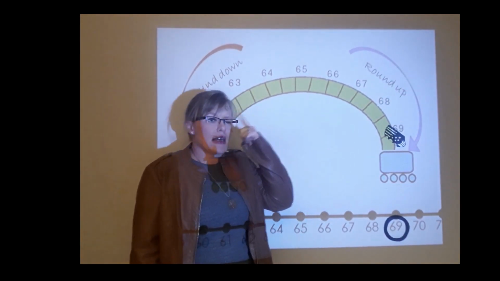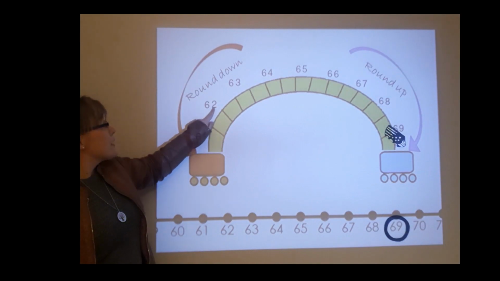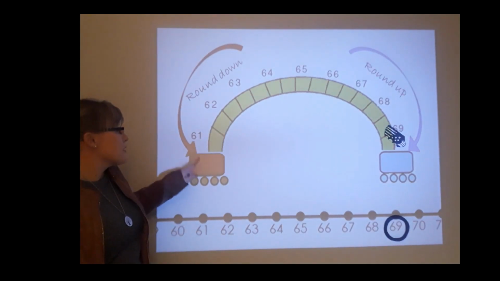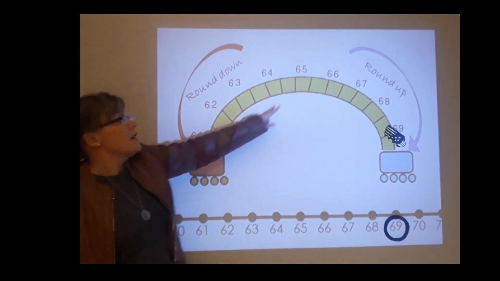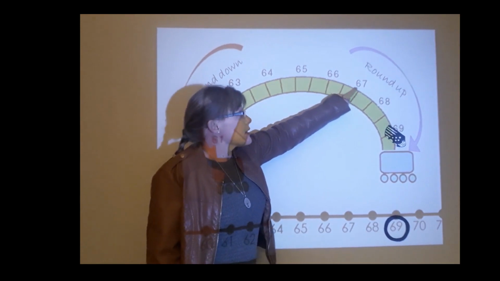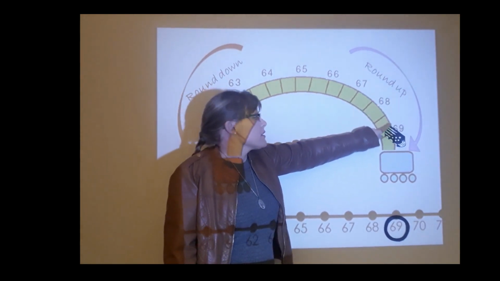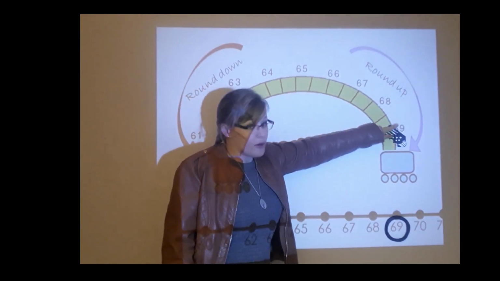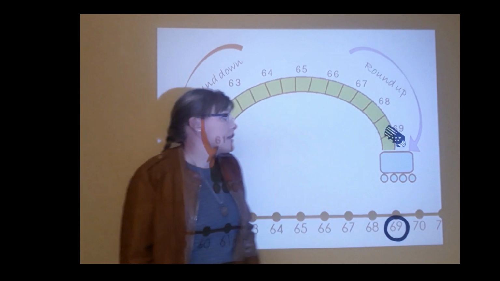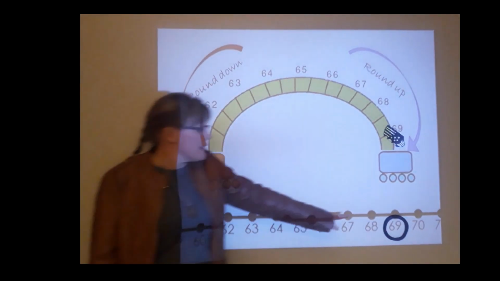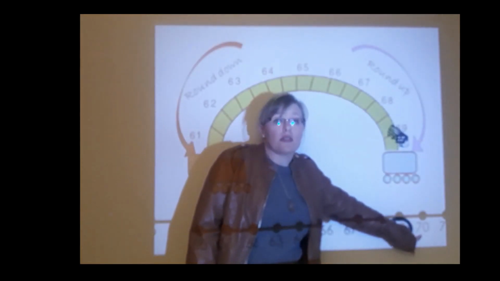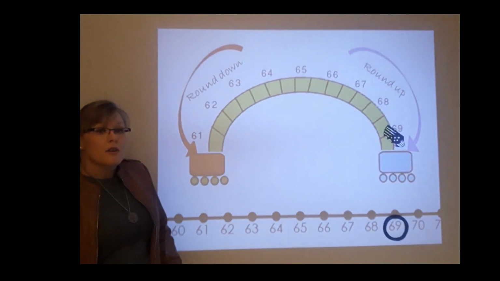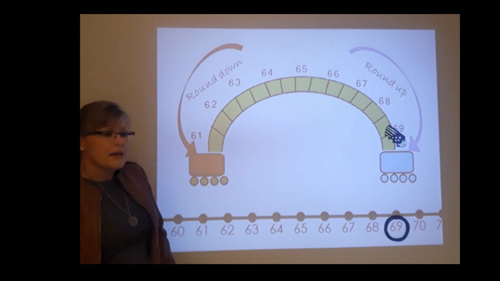So let's think again. If it ends in a 1, 2, 3, 4, it rolls back down and it would land in 60. If it is 65, 66, 67, 68 or 69, so the unit is 5, 6, 7, 8 or 9, it would land in 70. So yes, it is closest to 70, it's nearest to 70. Rounding off 69 to the nearest 10 will be 70.